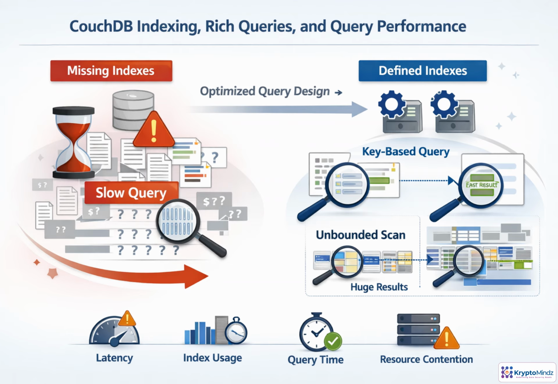CouchDB gives Fabric applications flexible JSON queries, but that flexibility has a cost. If a rich query has no matching index, CouchDB may scan far more documents than expected, slowing peers and competing for resources. Design indexes around real access patterns such as asset type, owner, or status. When possible, use key-based lookups for predictable speed. In production, monitor latency, index usage, query time, and result sizes.